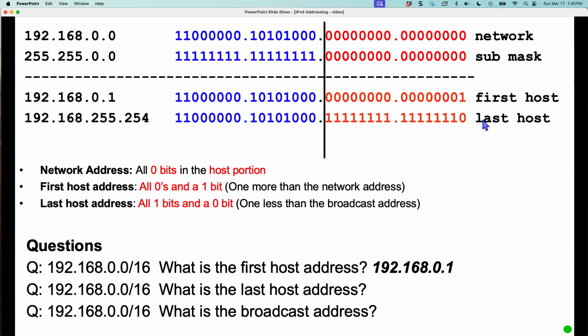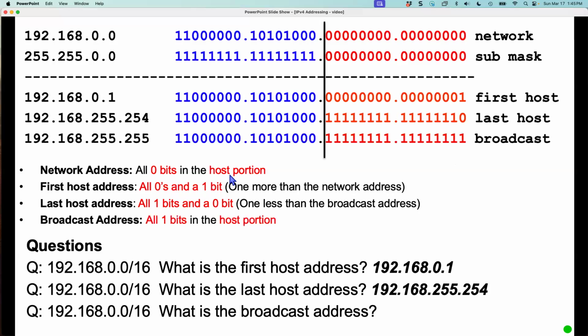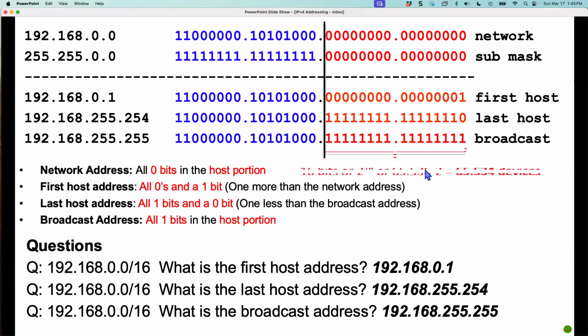All 1s and a 0 is our last host. I'm putting the addresses here. 192.168.0.1 is our first host. 192.168.255.254 is our last host. And our broadcast would be 192.168.255.255. Okay, this gives us 16 bits, 65,534 available addresses to assign to devices.